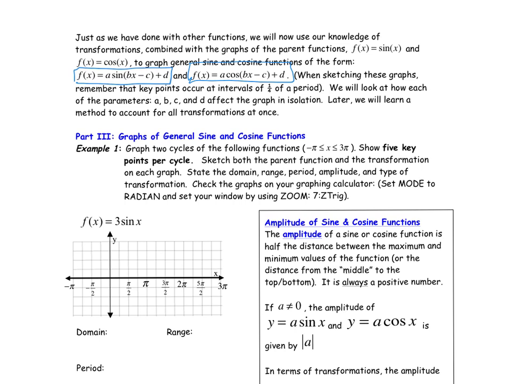Whenever we graph sine or cosine, we're going to put key points. They occur at intervals of a quarter period. And we're going to begin by looking at vertical and horizontal dilations. The first function that we're going to try to graph is f of x equals 3 sine x. We're going to begin by sketching the graph of the parent function, and then we will graph the transformed function.